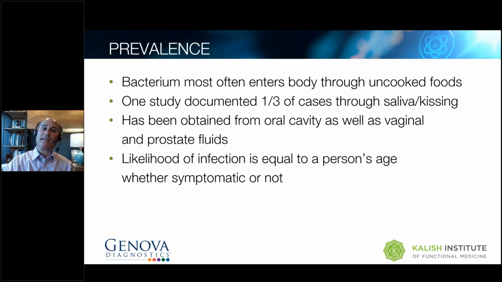And the likelihood of the infection is equal to the person's age. So in other words, if you're 50 years old, there's a 50% chance you have H. pylori. The problem here is that, and I've read all this research myself, H. pylori can be protective. H. pylori can be a good thing for your immune system. H. pylori can be neutral. It can be a whatever kind of bug, or H. pylori can be a pathogen and cause a lot of problems.